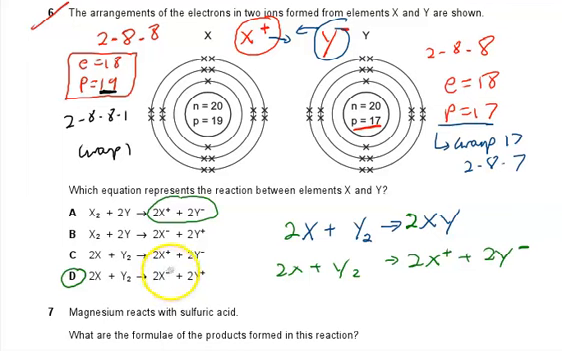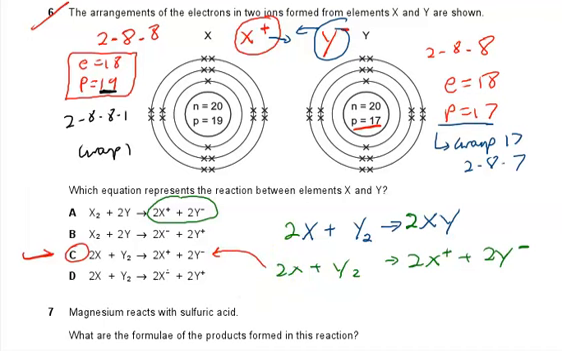Oh, yes, there's a mistake here. It should be negative. The X should be positive and the Y should be negative. So your answer here is C. Okay, so this is your explanation.